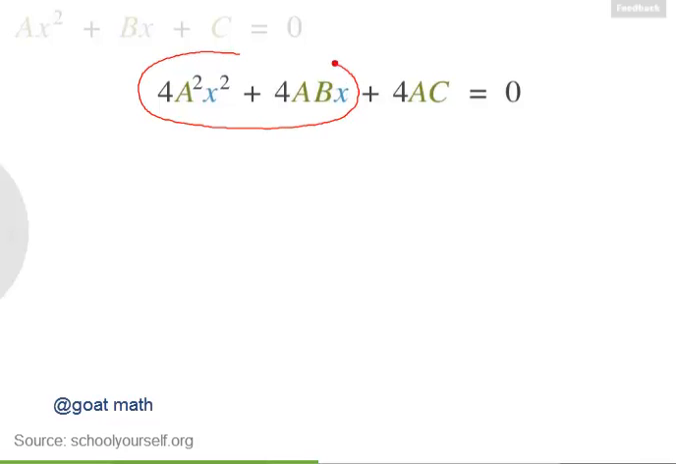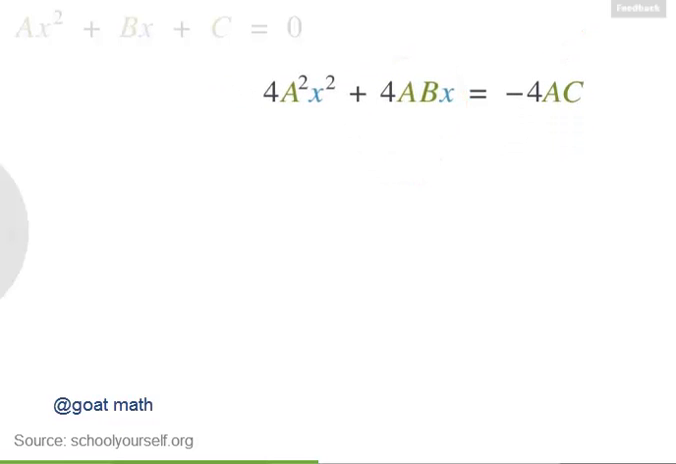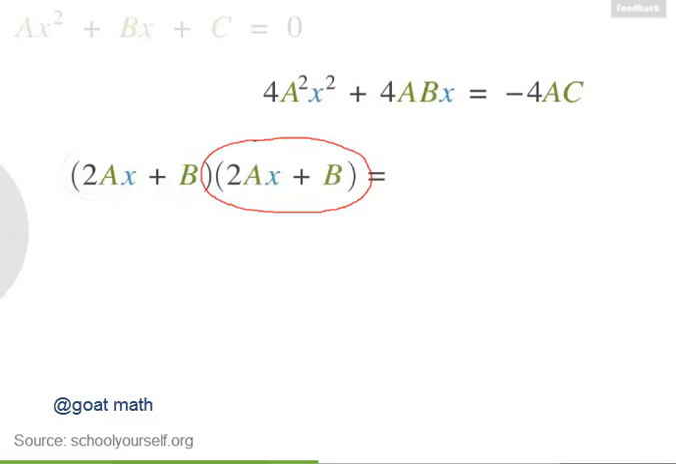Let's have just the x terms on the left side, so we'll subtract 4ac from both sides. So these terms cancel out, and we have -4ac on the right side. So now what? Well, we have an x^2 term and an x term up here. Let's see if we can rewrite this expression with exactly one x. The trick is to square this binomial, 2ax + b. So we're multiplying 2ax + b by another 2ax + b.